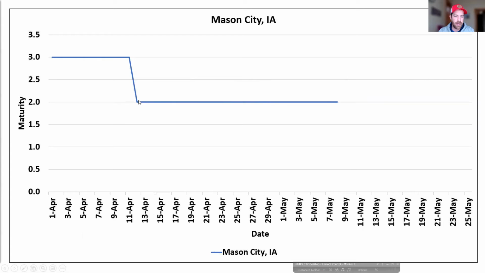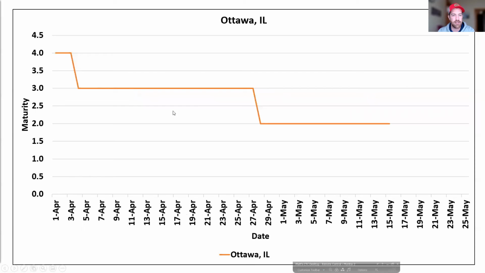The earlier we get it planted in this window or this line on the group 2 maturity, the more nodes we will have and the more beneficial that will be for pods and for yield. At Ottawa, Illinois, Interstate 80 area, they're only going to have about 2-3 days in April where they could plant a group 4 bean and get it to flower before the solstice.